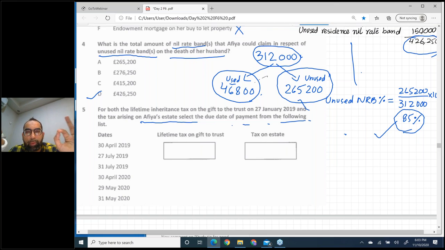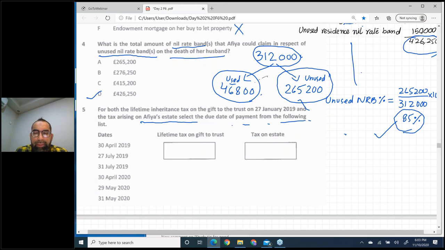First of all, giving you a good recap. Listen, for all death taxes, death taxes means IHT on PET, additional IHT on CLT, and the third thing is IHT on death estate. For all death taxes, there is only one due date. And what is that due date? 6 months from the end of the month in which the person died. That's it.